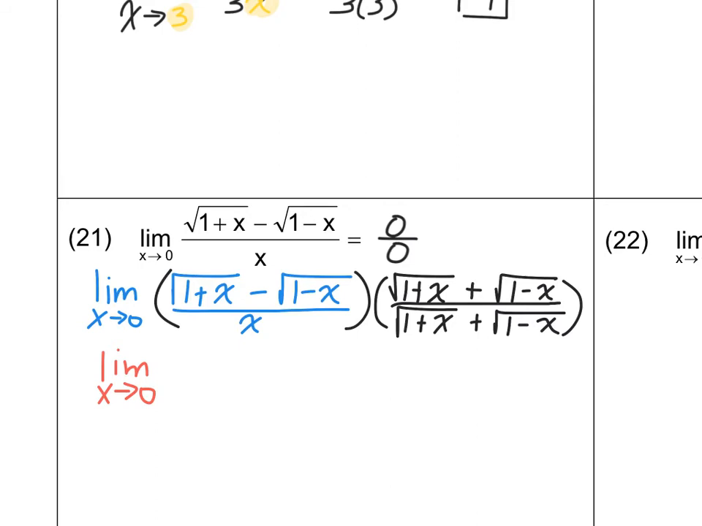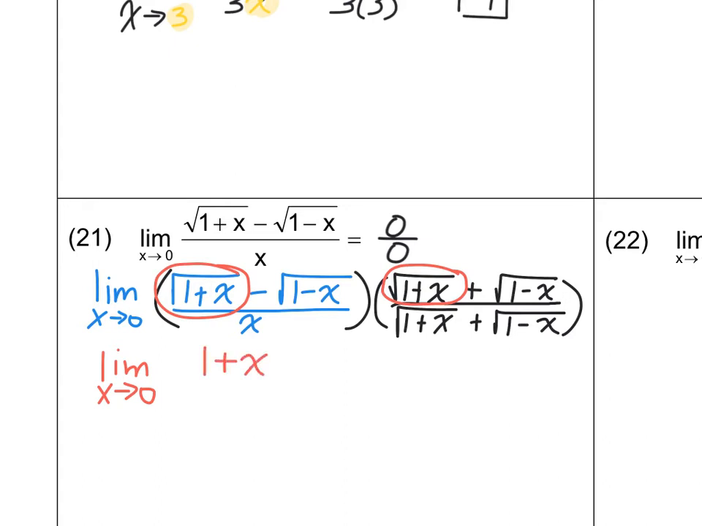Okay. So when I FOIL out the top, I'm going to multiply the two first terms together. When I do that, what do I get? Outstanding. I mean, it's just so powerful. 1 plus x, yeah.